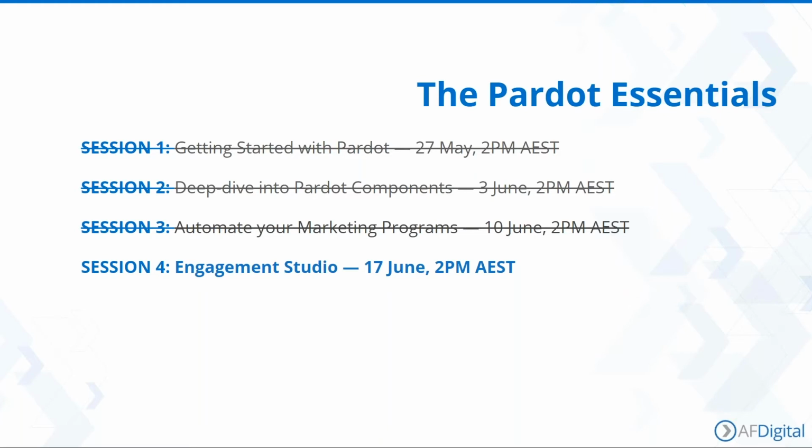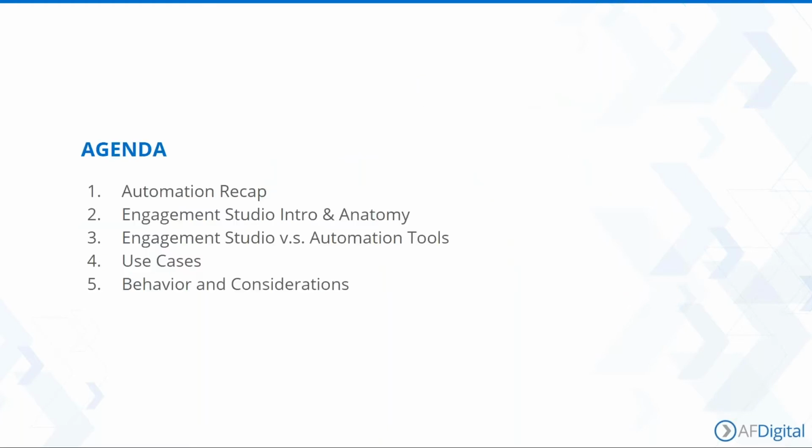If we take a quick look at the agenda, the very first thing we're going to go through is the automation recap, just some of the automation tools, what they are and what they do. That is because automation tools such as the dynamic list, segmentation rules, and automation rules are all closely tied when you're creating an engagement program. Then we'll move over to what Engagement Studio and engagement programs are, and the anatomy of these engagement programs, or what makes these engagement programs.